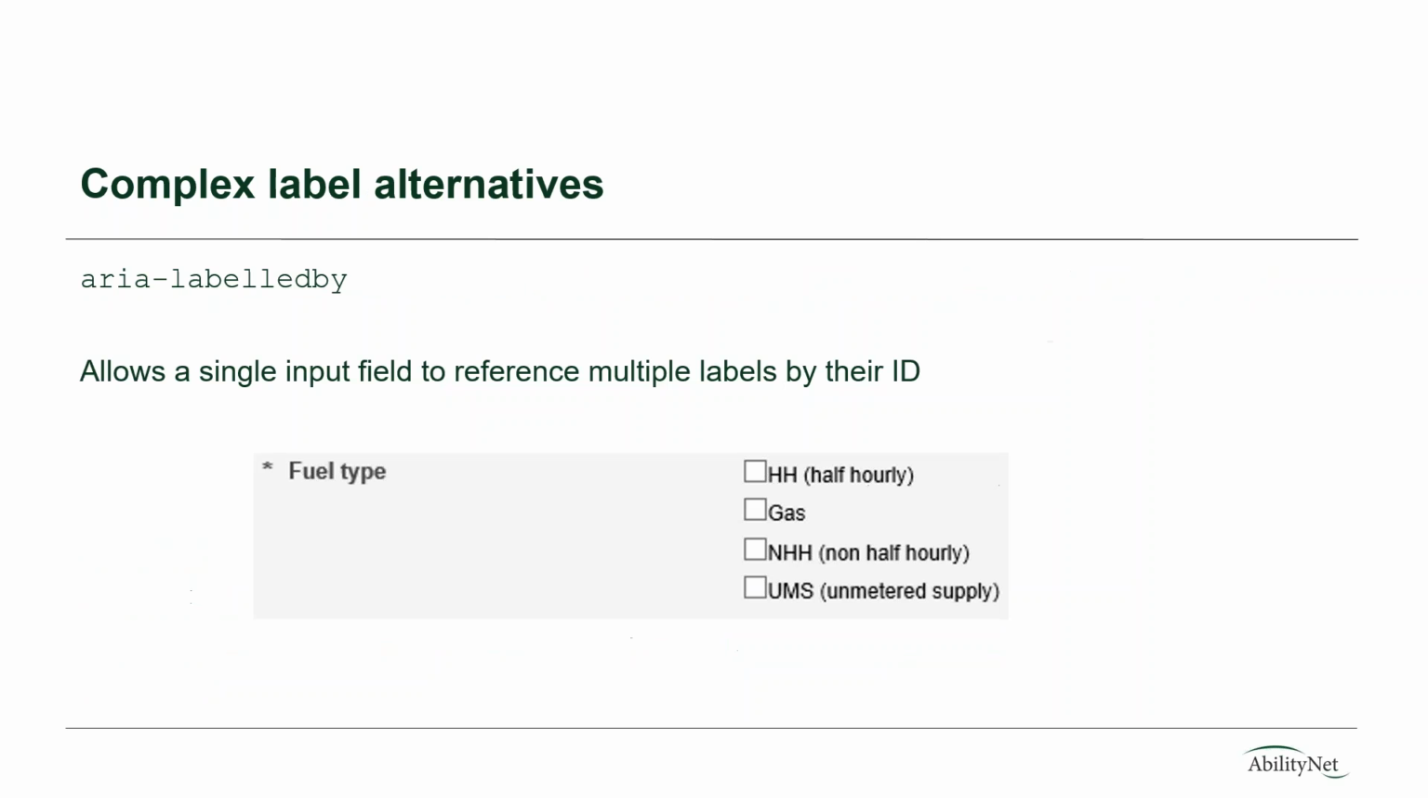There is another way of marking up complex labels. ARIA labeled by allows a single input field to reference multiple labels by each of their IDs. So each of these checkboxes might incorporate an ARIA labeled by attribute, and that would be given the ID of the fuel type label and then the ID of their adjacent label as well. That's really powerful because unlike a field set and legend, it allows you to associate 3 or 4 labels, in fact, which may be required sometimes. You may have that many labels for a single input field, and that is where you would really have to use the ARIA labeled by attribute.